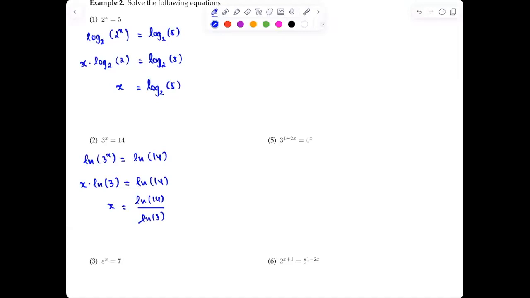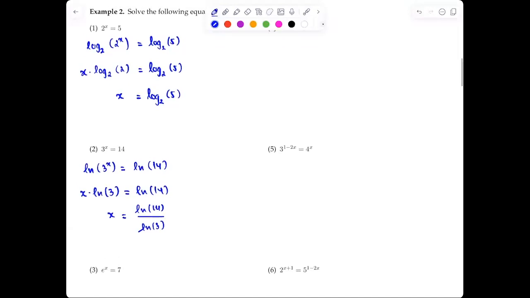It's very convenient. I don't know exactly the value of ln of 14 or the exact value of ln of 3, but it's a lot easier to enter this in a calculator than entering log base 2 of 5. If you don't know the special formula, it's really hard to enter log base 2 of 5 in the calculator. So you have two approaches that you can use, but it's very convenient to just apply the natural log to both sides of the equation, regardless of the base you see.